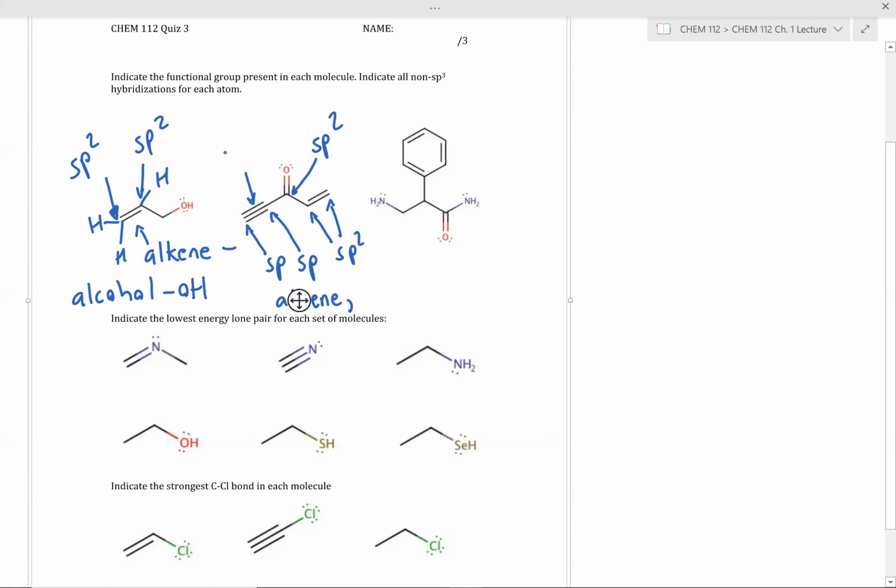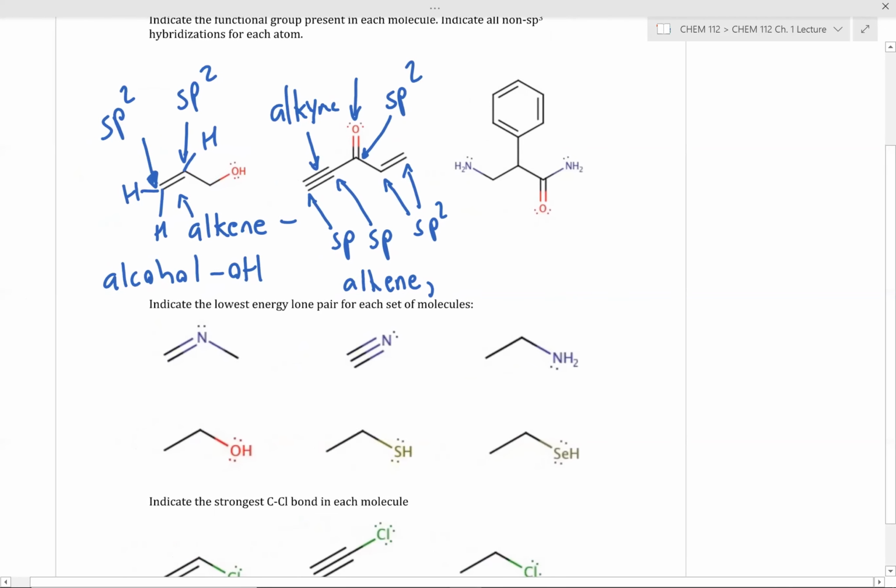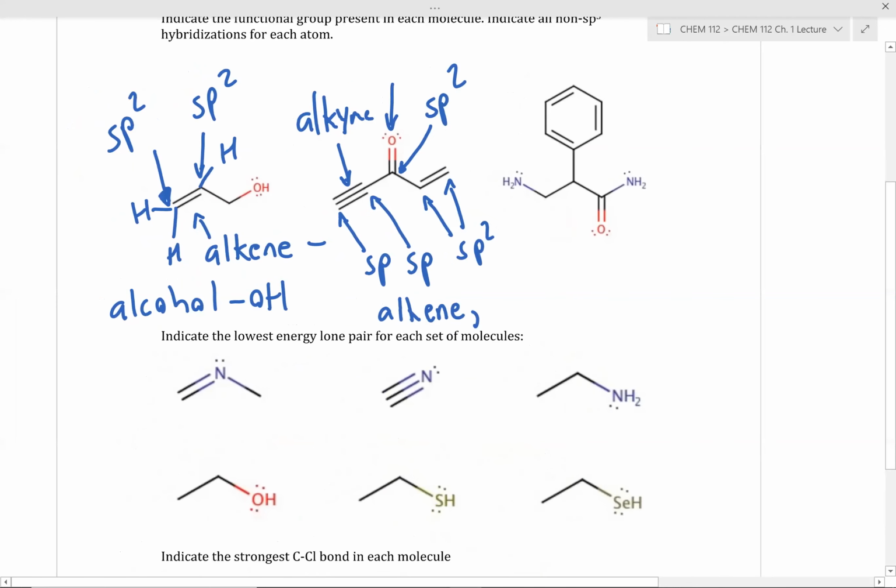Okay, so we have an alkene, we have an alkyne, and as our classmates pointed out, we also have this carbon-oxygen double bond functionality, and when we have two carbons attached to our carbonyl, we call this a ketone. Okay, perfect. So we've labeled all of our hybridizations, we've labeled all of our functional groups. Let's now look at this last example.